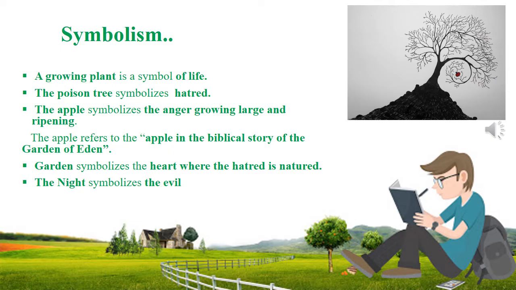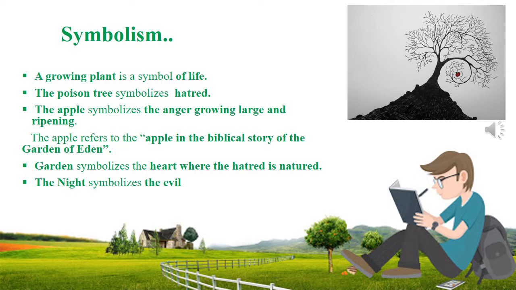Let's pay attention to the symbolism. So we can see several symbols that William Blake has used to give creativity to the poem. As the first one, a growing plant. It is a symbol of life. The poison tree symbolizes hatred. The apple symbolizes the anger growing large and ripening.